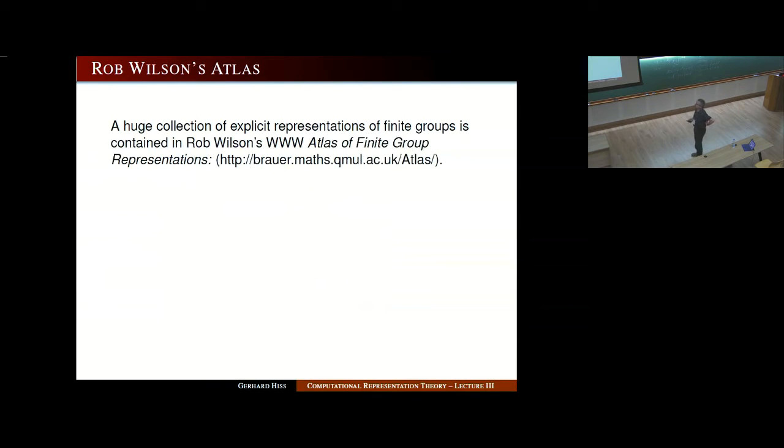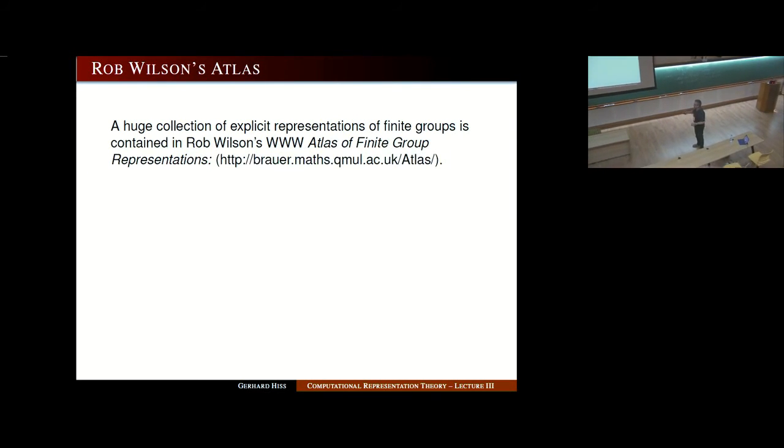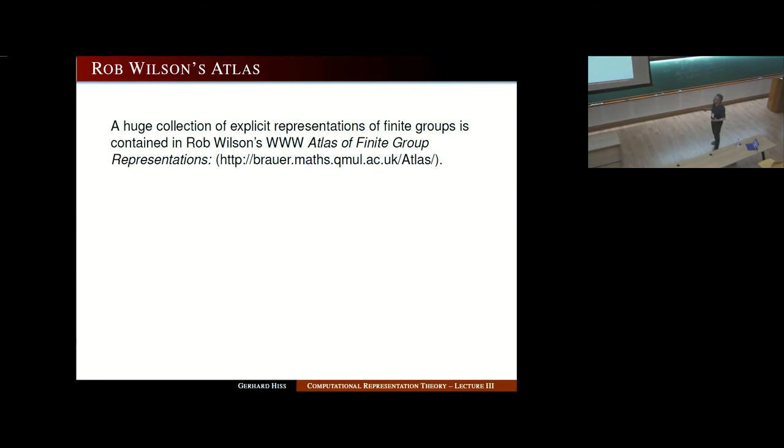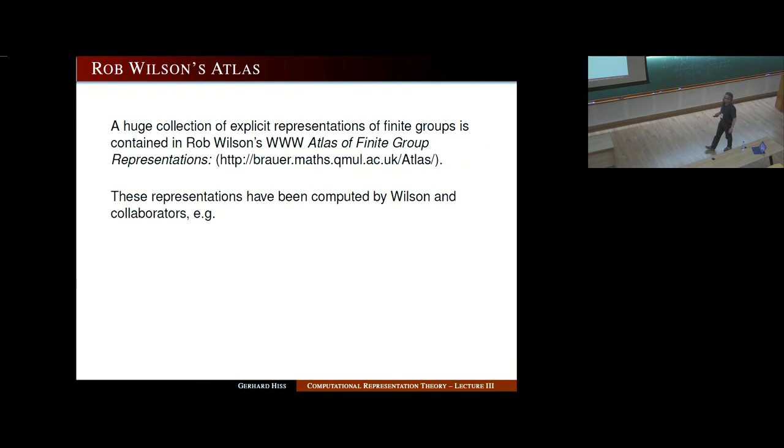Let me tell you about Rob Wilson's atlas. So this is a huge collection of explicit representations of finite groups. Here's the email address, permutation representations, matrix representations over various fields. So this is very useful if you want to compute your own representation. If you have a group and you want to compute its representations, and if it's simple, then go to this atlas to find one representation to start with. So these are representations computed by Wilson and others.